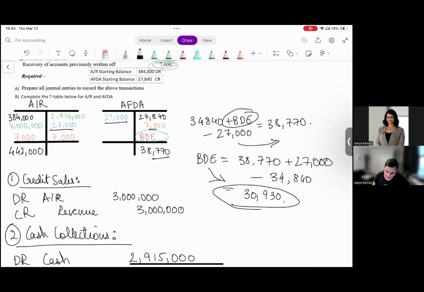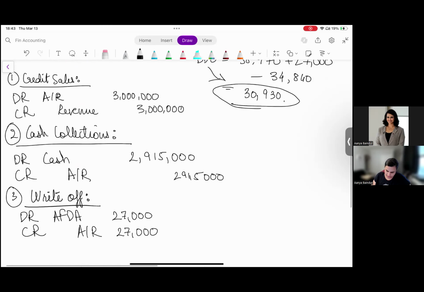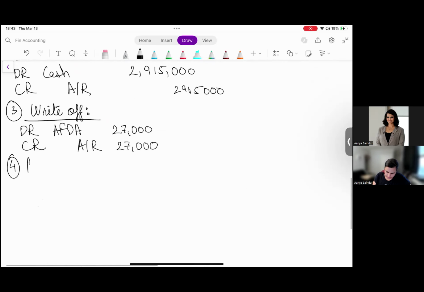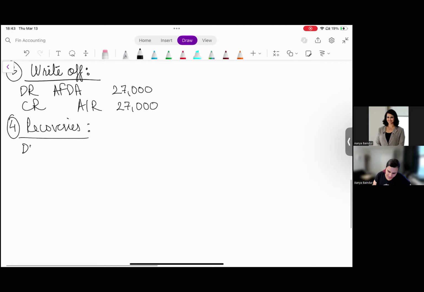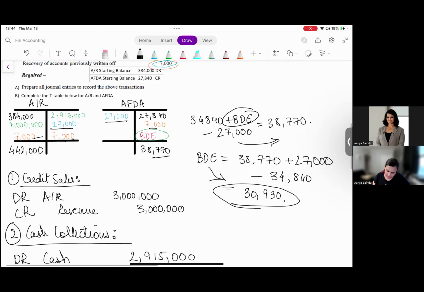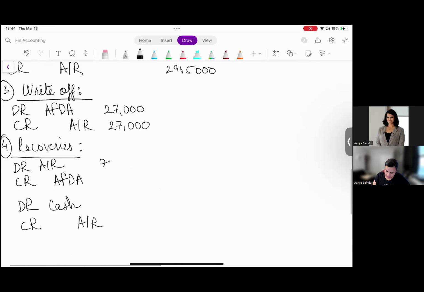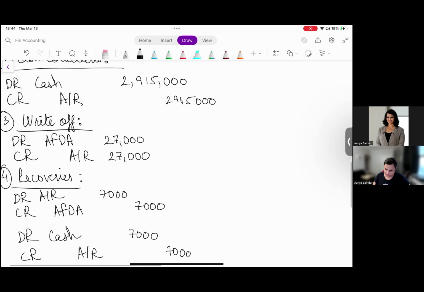Remember, for recovery, there are 4 entries involved. Do not forget that. So, recovery. First, let's return the balance to allowance for doubtful accounts. Remember, allowance for doubtful accounts credit, and we debit AR. Next, we debit cash and we credit accounts receivable. And that is for $7,000. So let's add the amount. There you go. For recoveries, we have 4 journal entries.